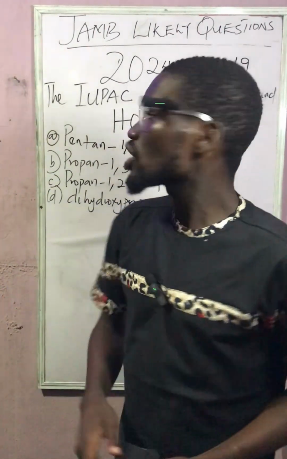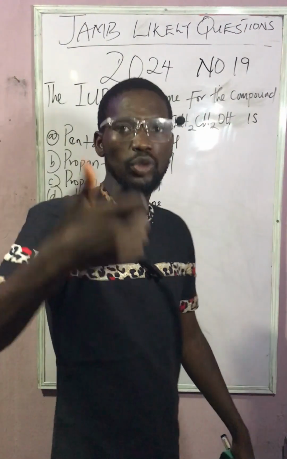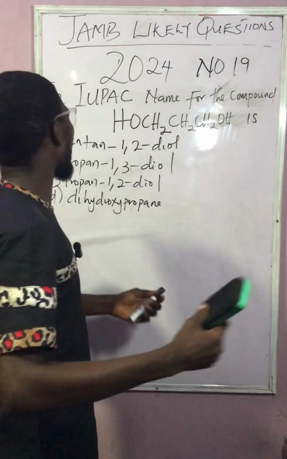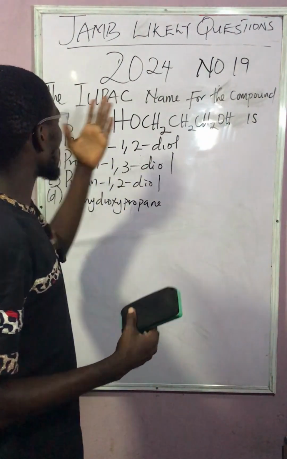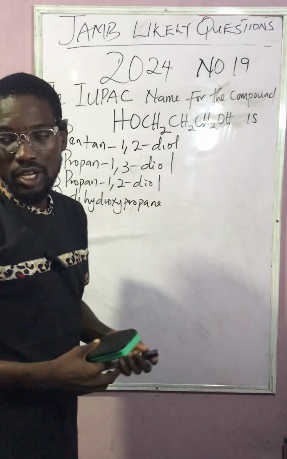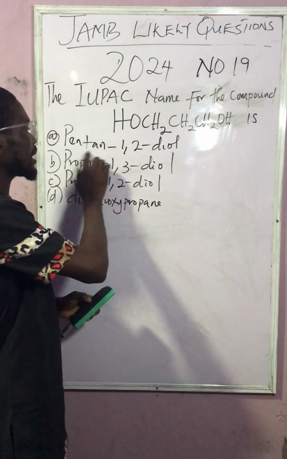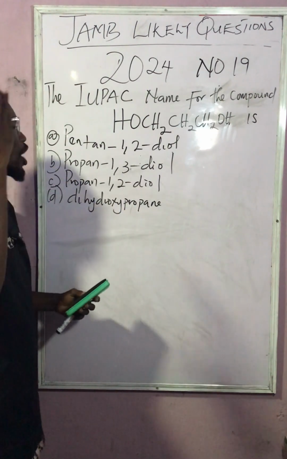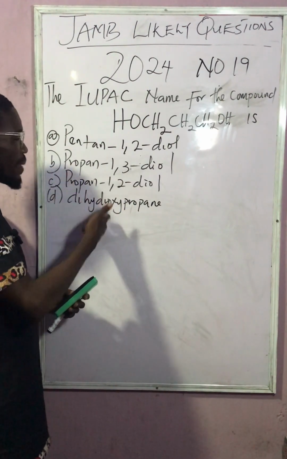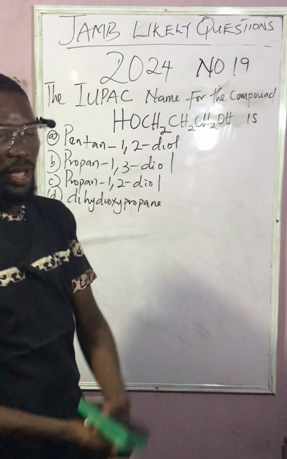In today's lesson, we're going to take a look at the beauty behind organic chemistry and how we do that. Quickly come closer here. So, guys, we are asked to tackle this question. Let's state that the IUPAC name for the compound, this is the compound, is: A, pentane-1,2-diol; B, propane-1,3-diol; C, propane-1,2-diol; D, dihydroxypropane. So guys, how do we name this kind of compound?